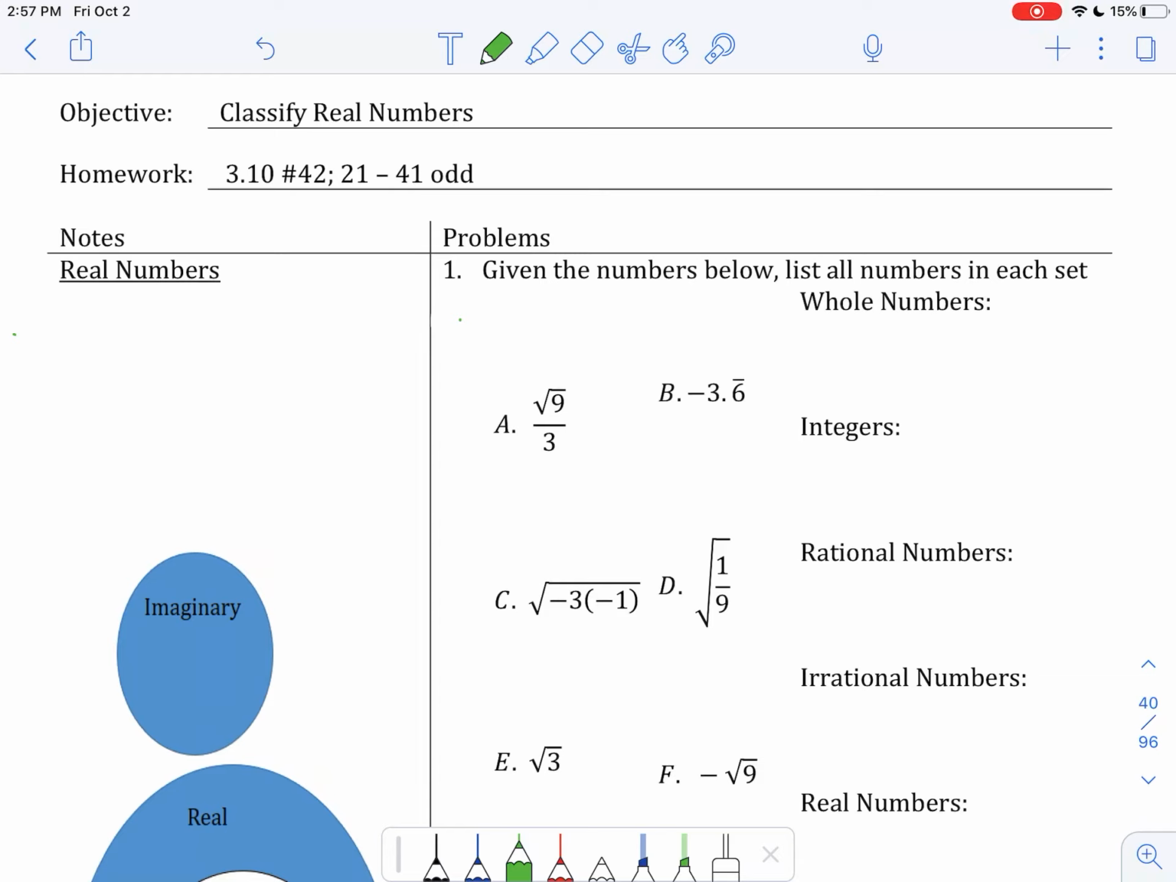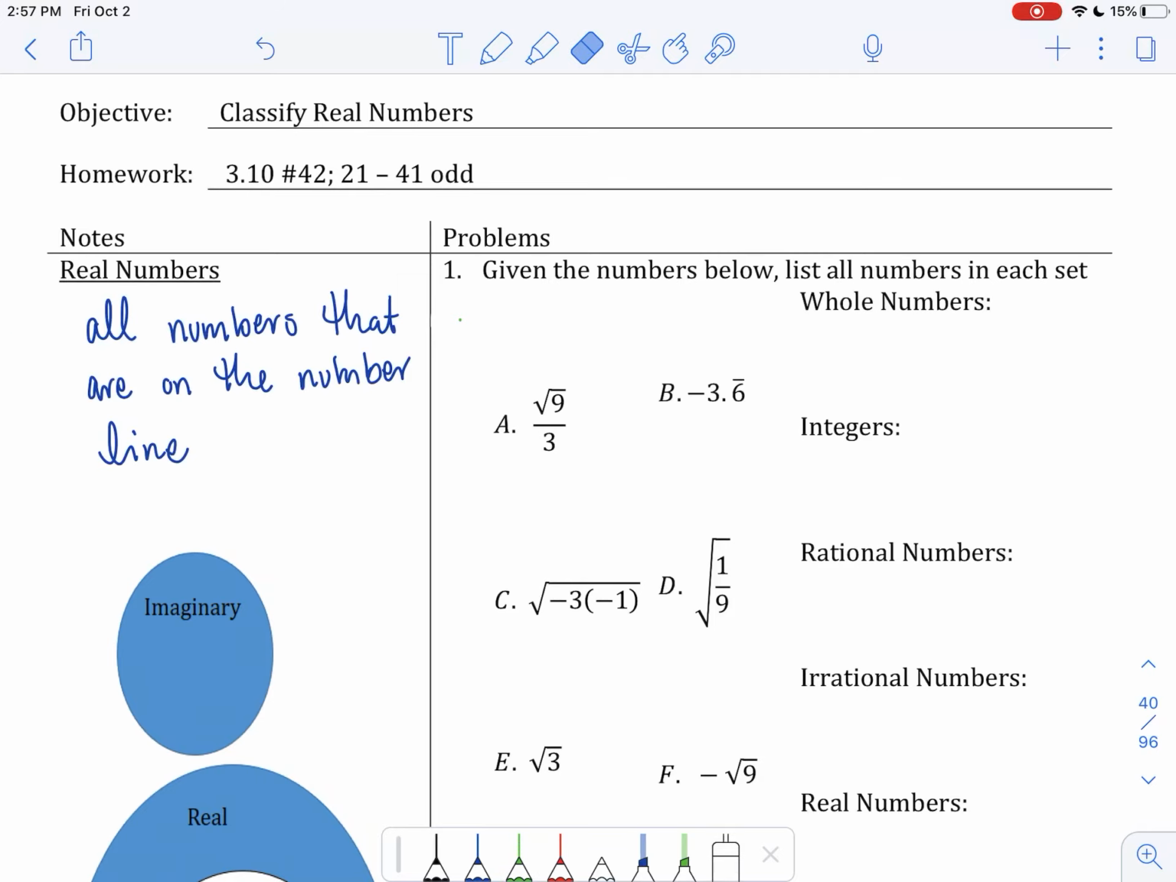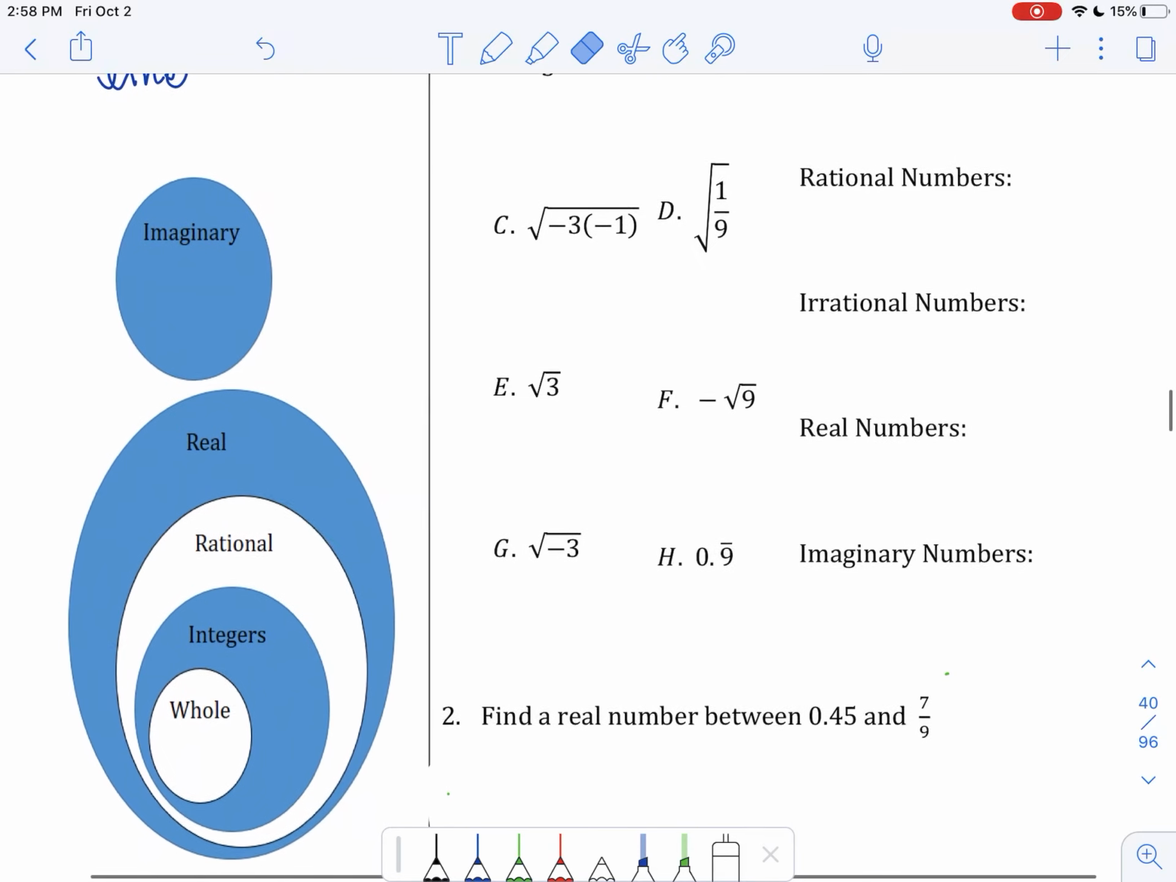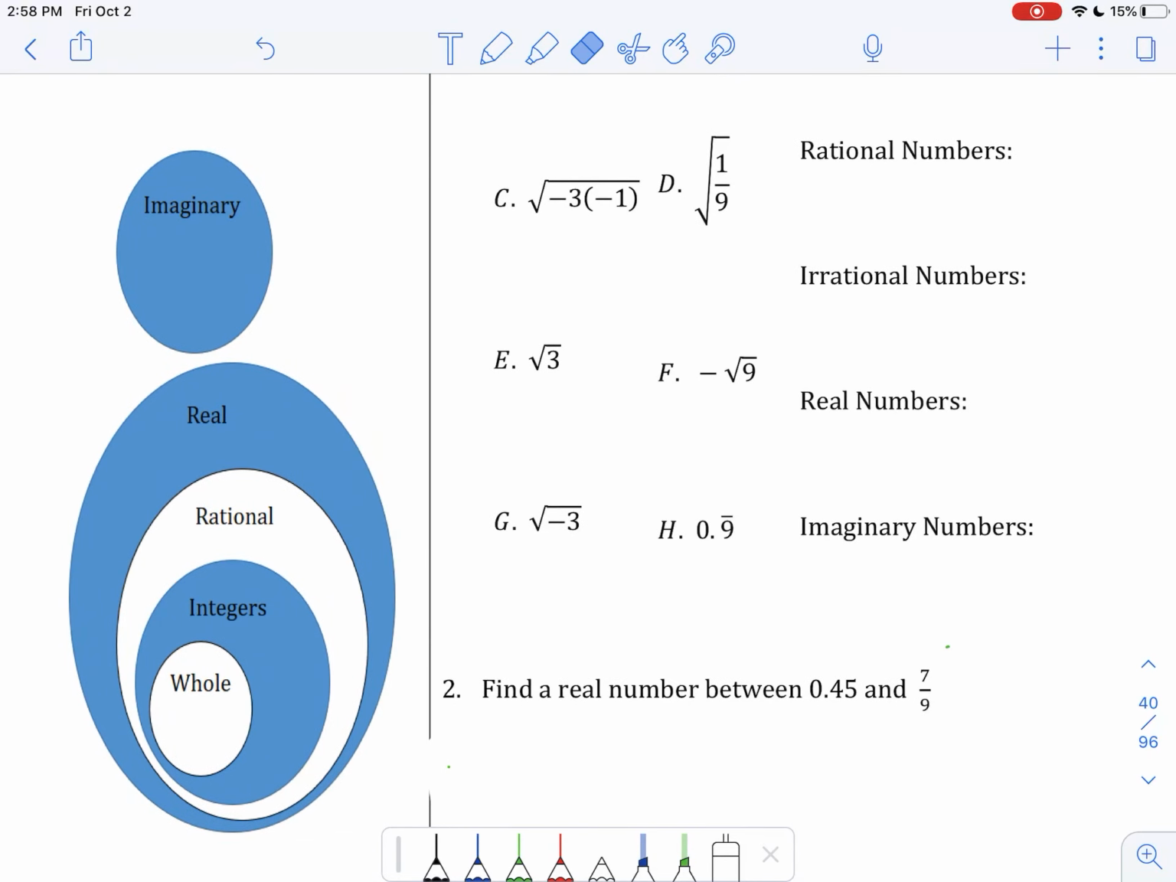So the first thing, as you can imagine, we want to do is to define what real numbers are. Now, real numbers are all numbers that are on the number line. So you've seen a number line in many of your classes before, and real numbers encompass all those numbers that are on the line. So what I like to draw when we first start talking about real numbers is this circle here. And the idea that real numbers is the big circle here. And then inside of it are all the other types of numbers you've learned about.